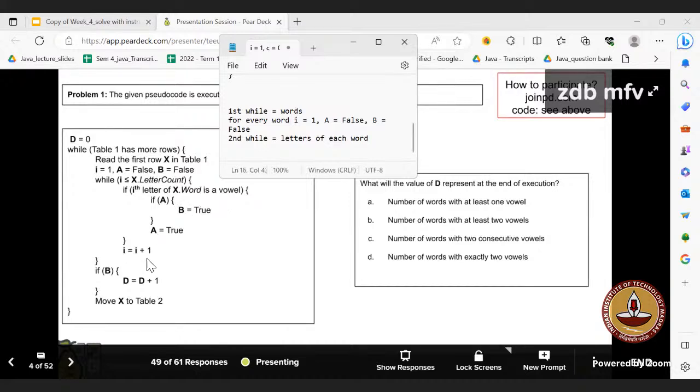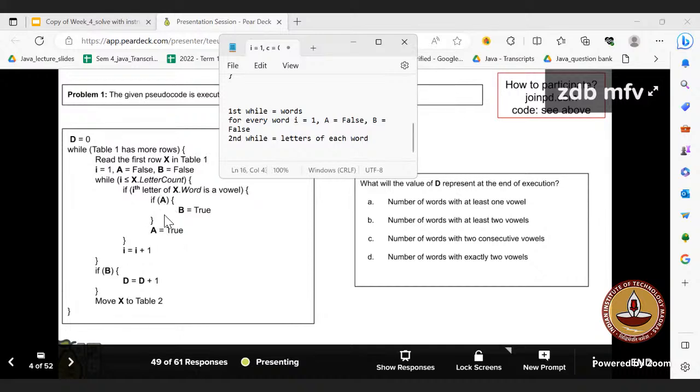If b is set to true, then d equals d plus 1 happens. Just see when b is becoming true. B becomes true only when a is already true, that is, when a has become true after seeing one vowel.